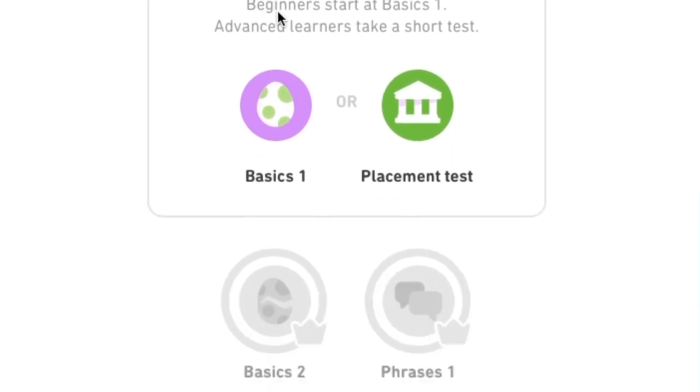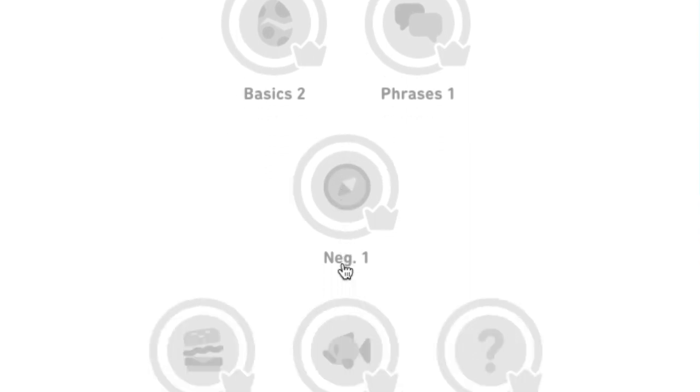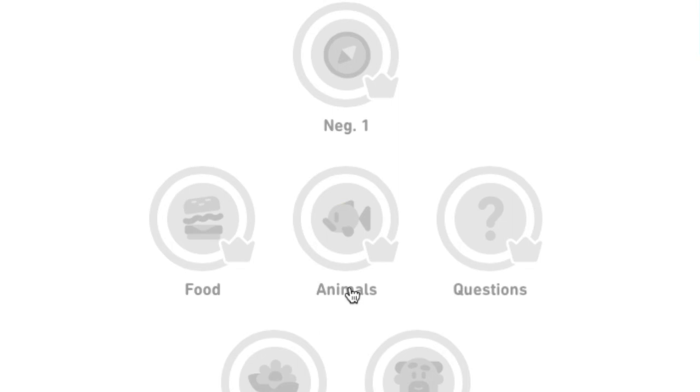If you scroll down a little, you'll see many of these circles: basics 1, basics 2, phrases 1, neg 1, that means negation, saying no, food, animals, questions, and each of these little circles is a chapter, like a chapter in a book. So once you've opened this chapter, you'll learn about food. In this chapter you'll learn about animals and so on in the Dutch language, but they are still gray because you haven't reached basics 1 yet. So you'll start with the basics 1, and then you'll learn the basics 2, phrases 1, unless you take a placement test. So let's hit the basics 1.